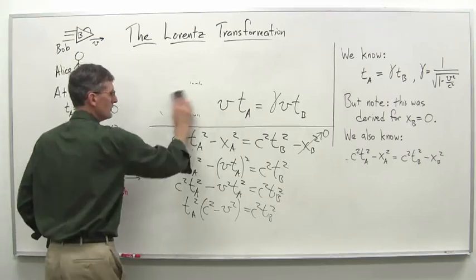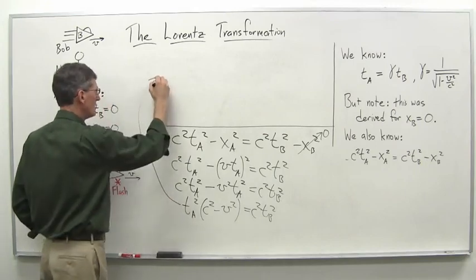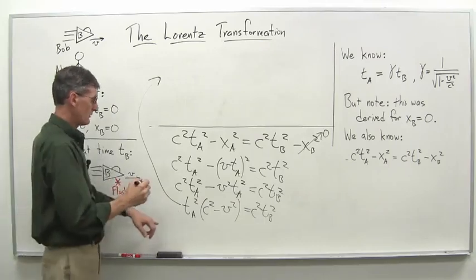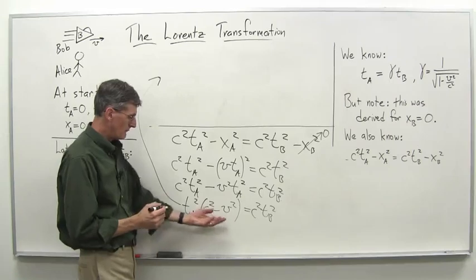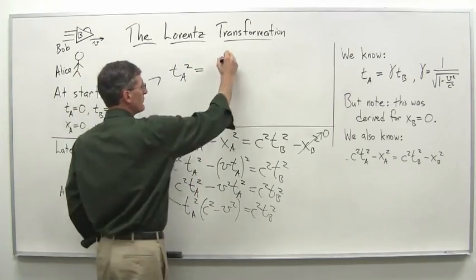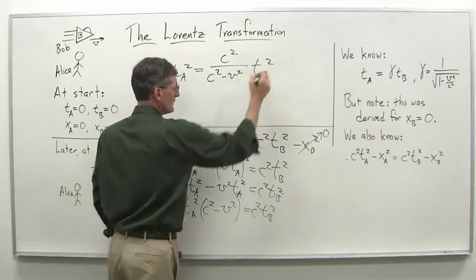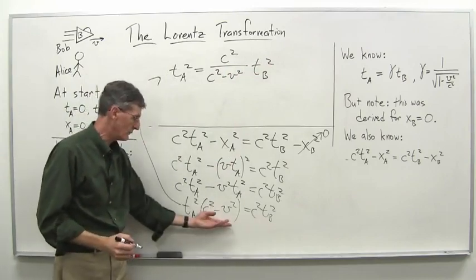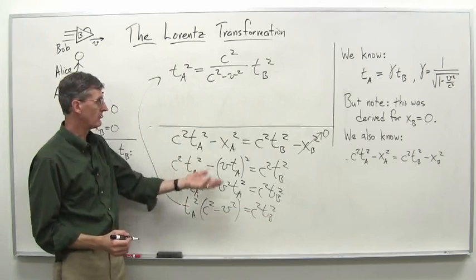And now we're going to bring it up here so we have some more room. Now let's divide each side by c squared minus v squared. So I can write this as t_a squared equals c squared over (c squared minus v squared) times t_b squared. See what I did there? I just took this and put it over on the other side as the denominator, divided each side by this. So I got 1 here and c squared over c squared minus v squared over here times the t_b squared.